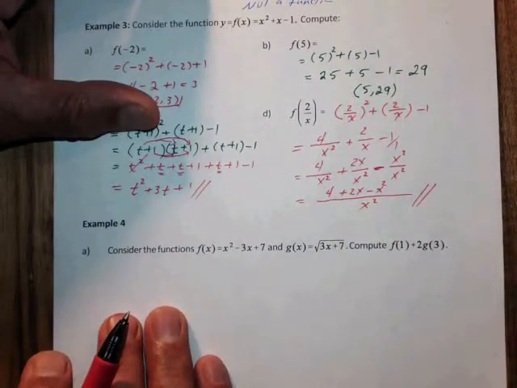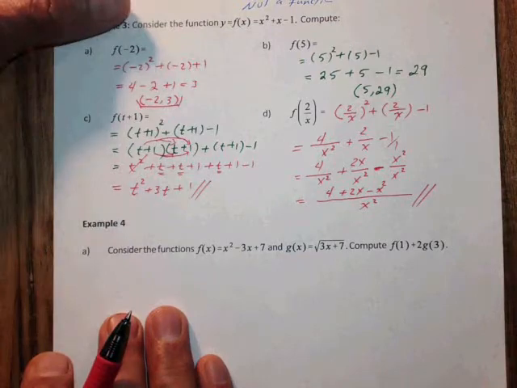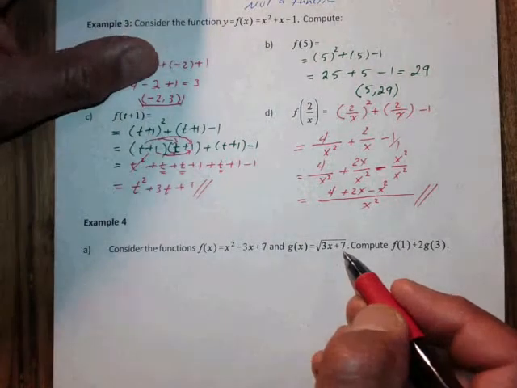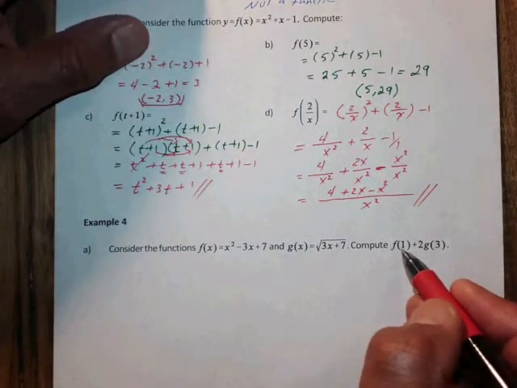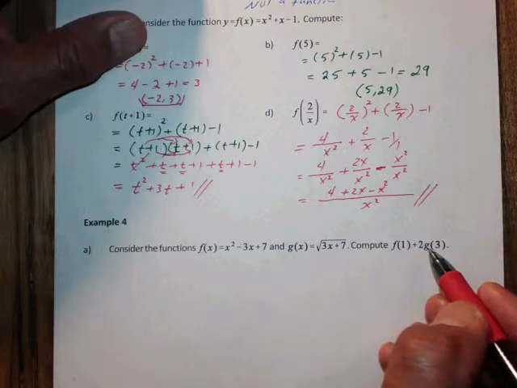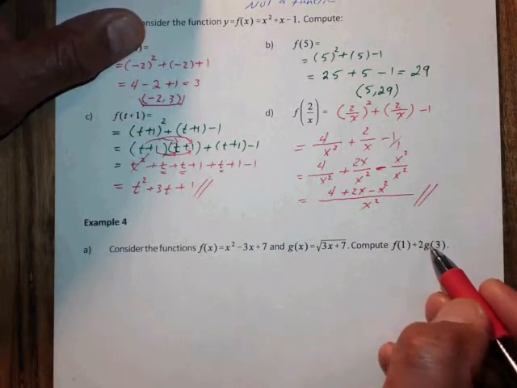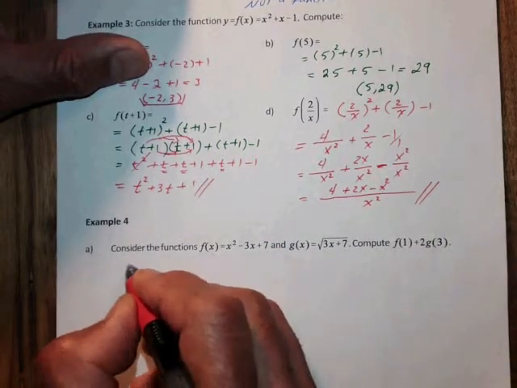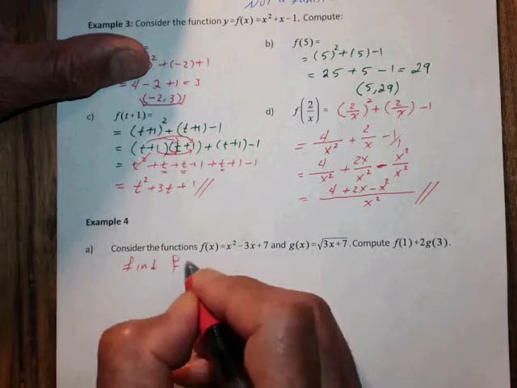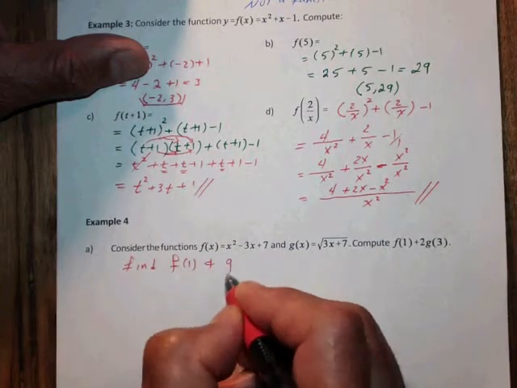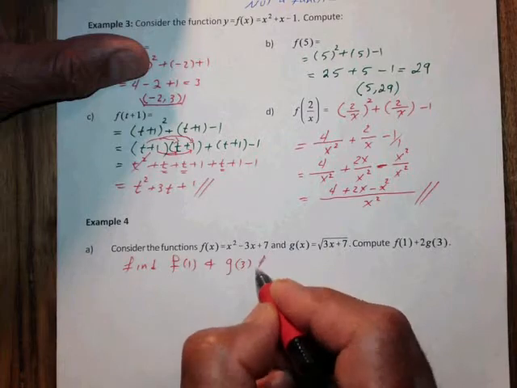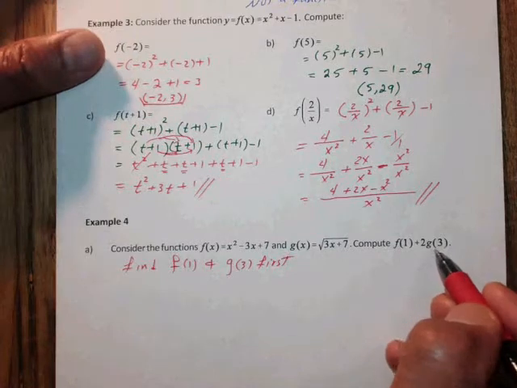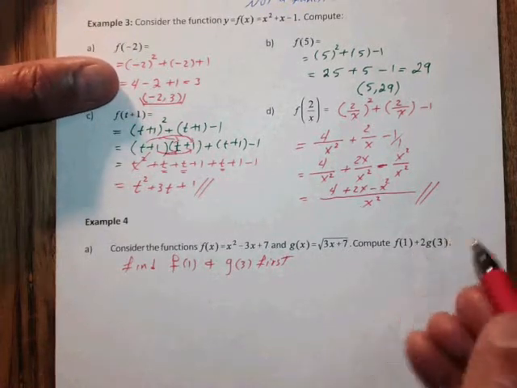This example is basically similar. We are given 2 functions f and g, and we are asked to compute the value of f of 1 plus 2 times the value of g of 3. So what we need to do is to find f of 1 and g of 3 first. After we compute these two items separately, then we put them together to get this whole thing.